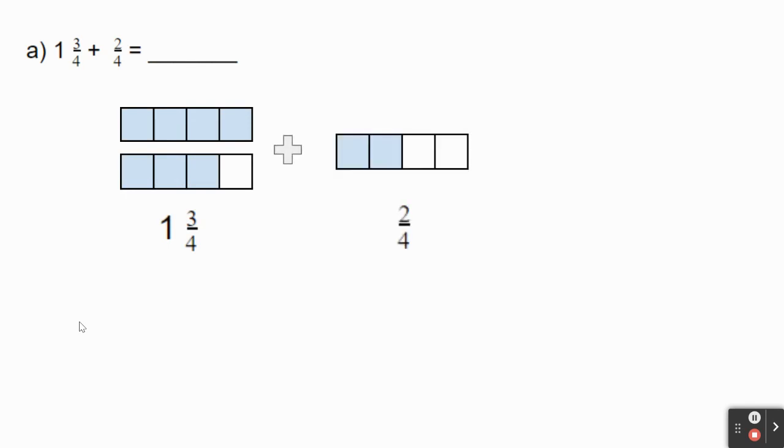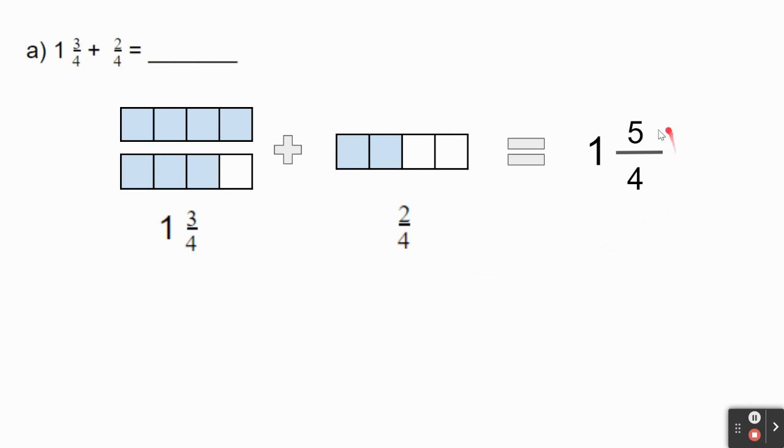When we're adding fractions and mixed numbers, we always start by adding the fractions. Just like if we were adding decimals, we always start by adding the smallest place value. So we have 3/4 plus 2/4, which equals 5/4. And now we can add the whole numbers. 1 whole plus no wholes equals 1 whole. So we have 1 and 5/4.